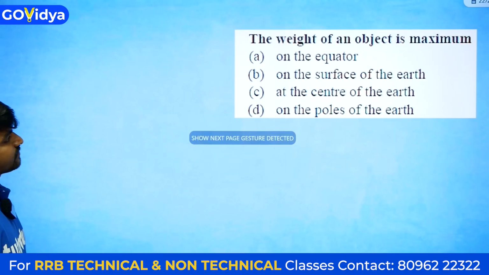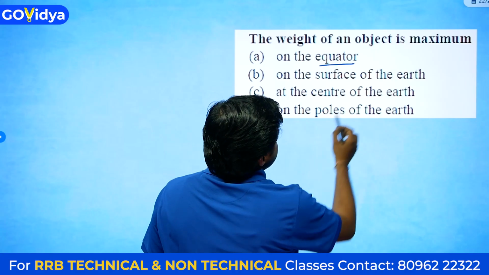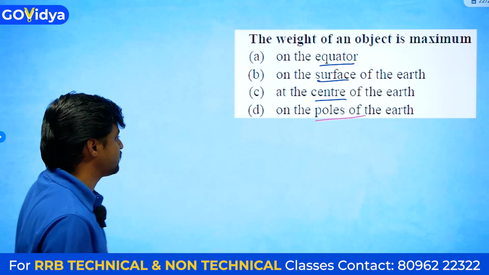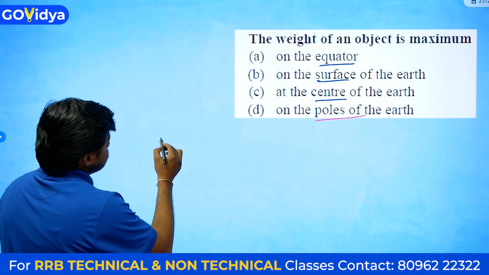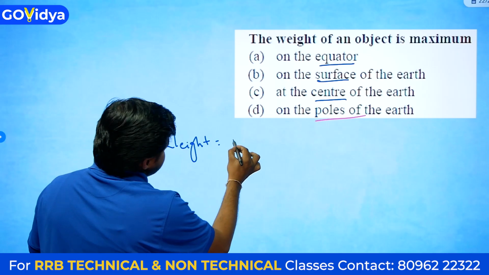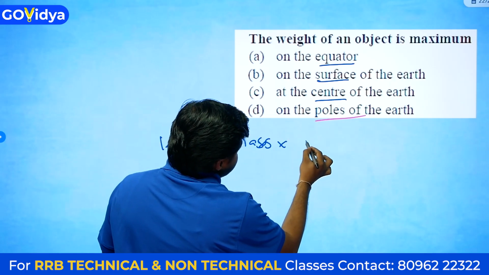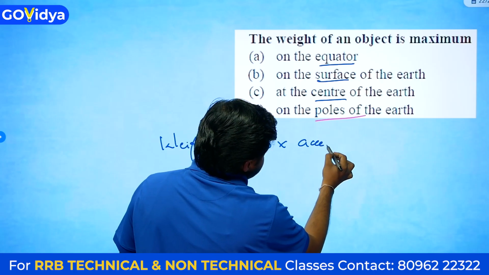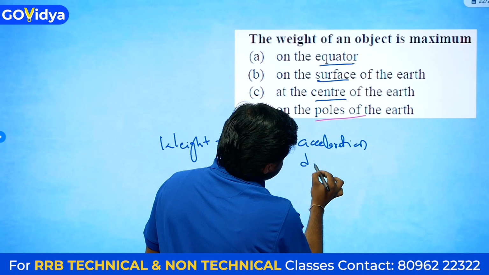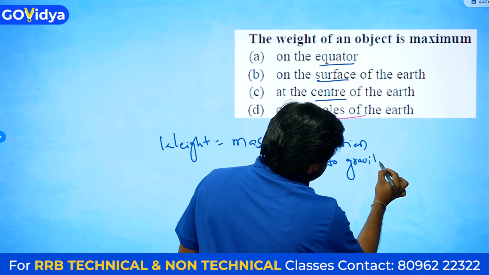The weight of an object is maximum on the equator, or surface of the earth, or center of the earth, or poles of the earth? We know weight is equal to mass into acceleration due to gravity.